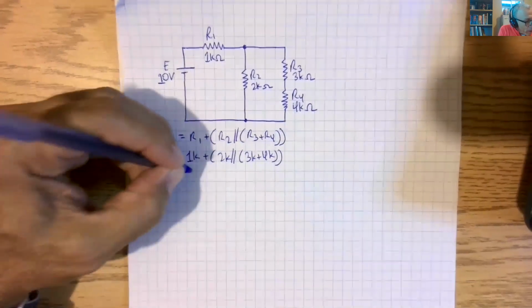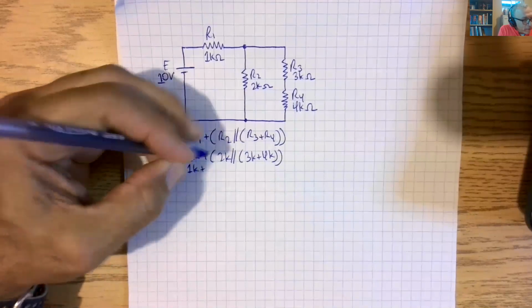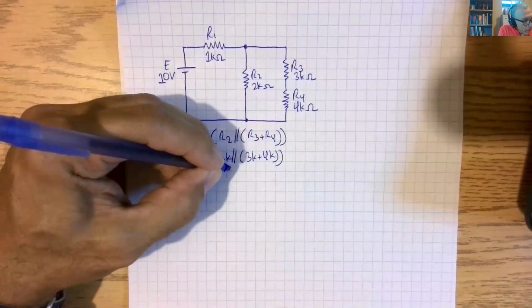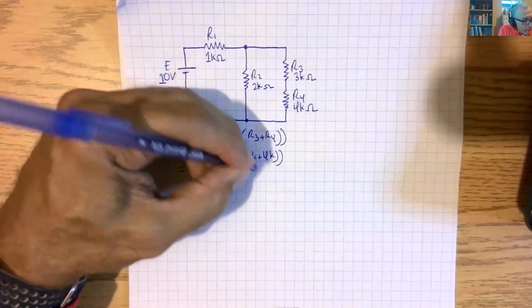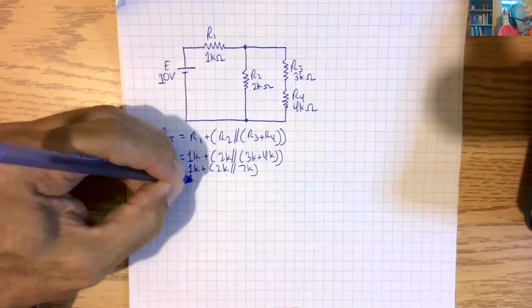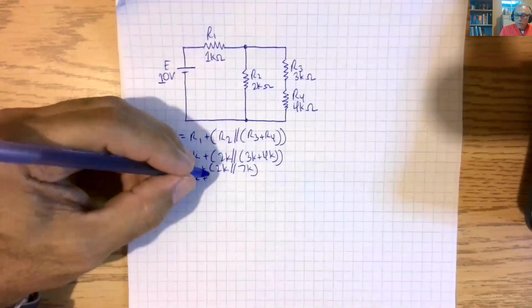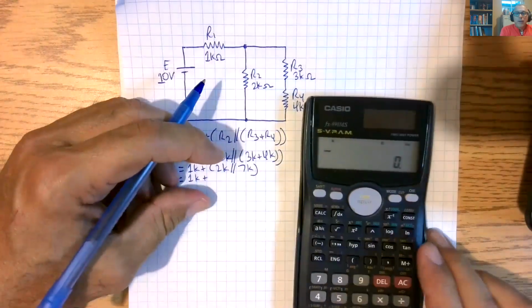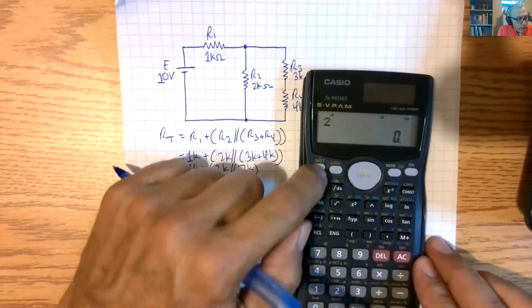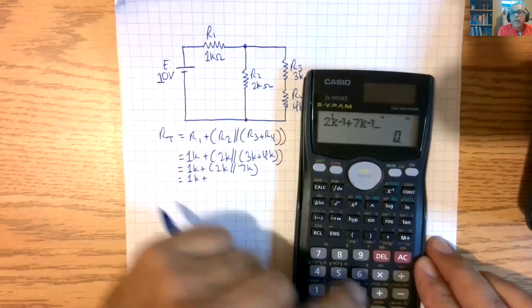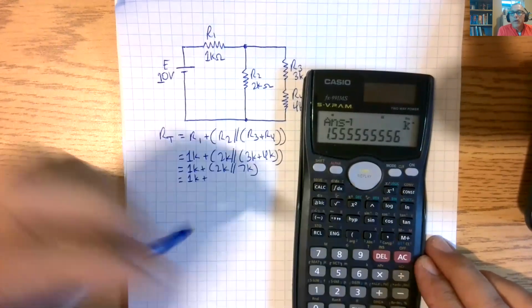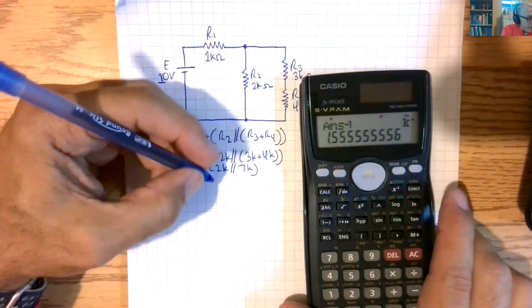So we have here 1K plus 2K in parallel with these two together, 7K, equals 1K plus, so 2K in parallel with 7K is 2K times 7K over 2K plus 7K, so we get 1.556K.